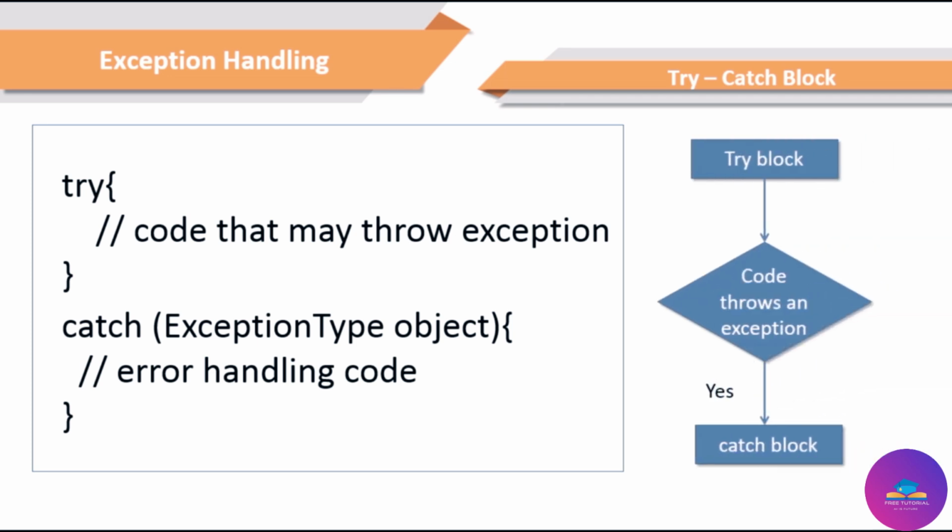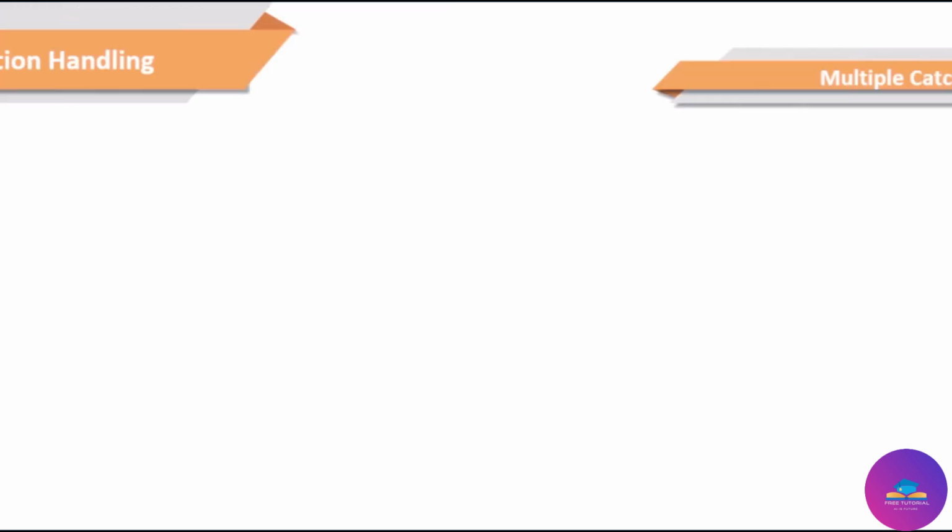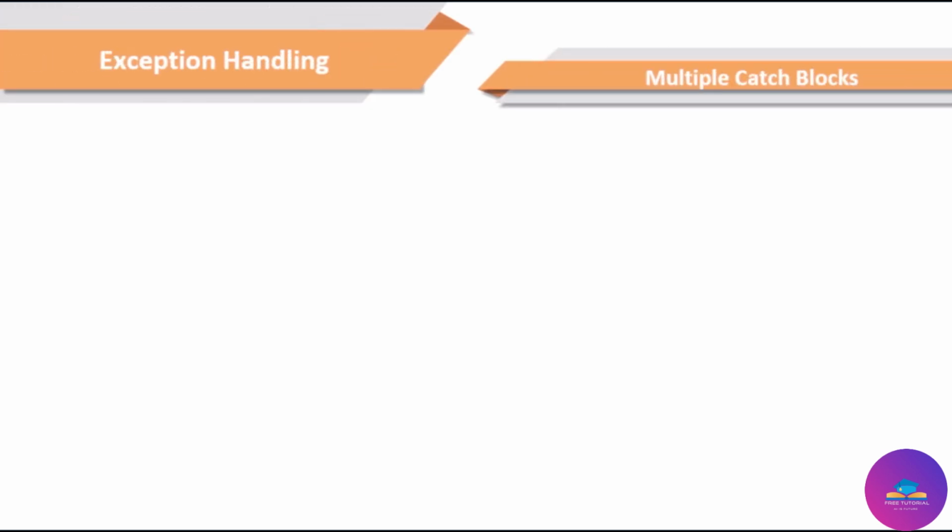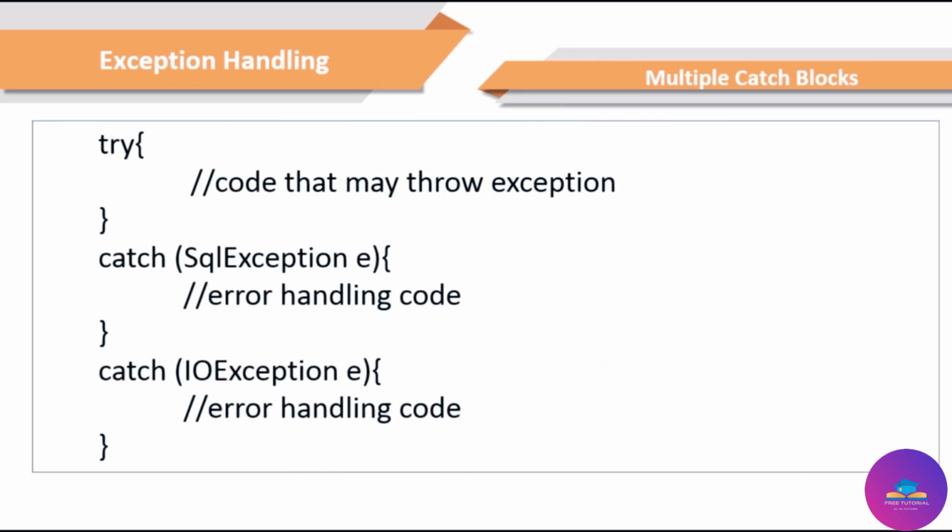And as you can see here in the diagram, first, the try block is executed, and if the code in the try block throws an exception, the catch block is executed. Multiple catch blocks. So we use multiple catch blocks after a try block. A try block may be followed by any number of catch blocks. Each catch block handles a particular type of exception.